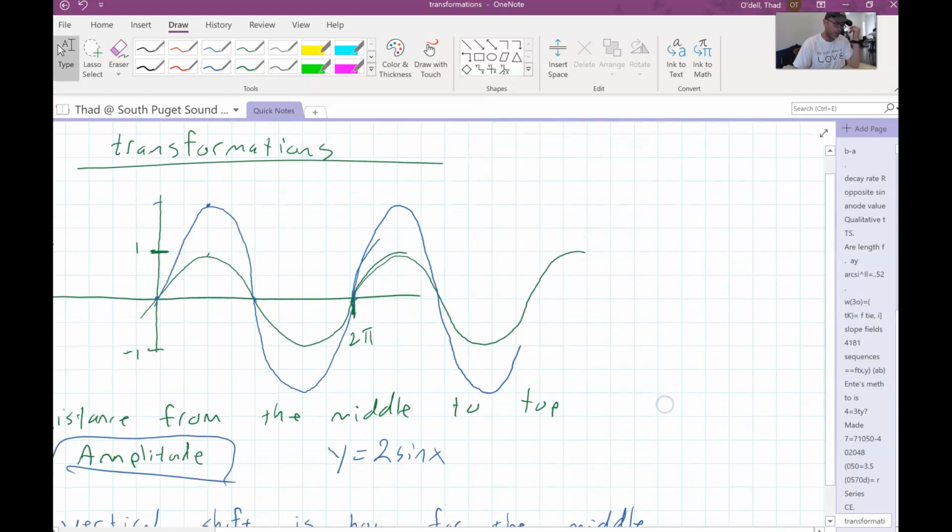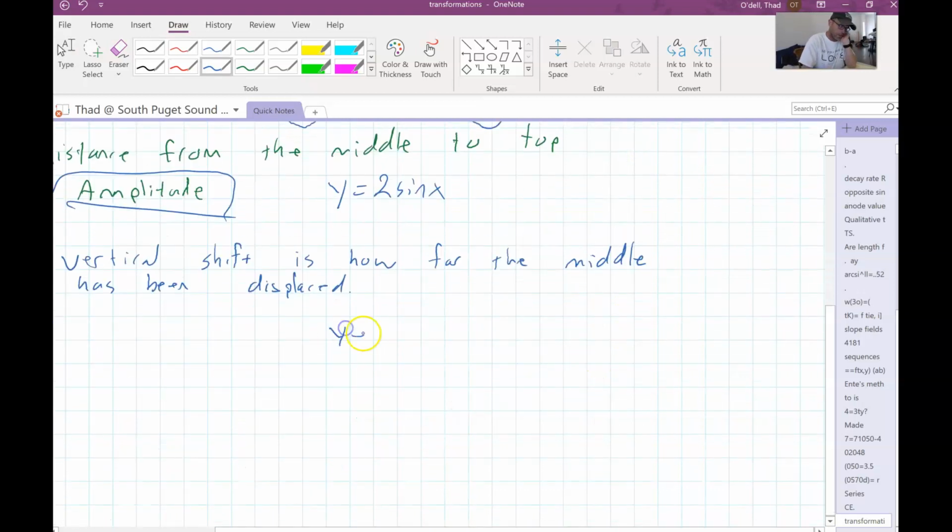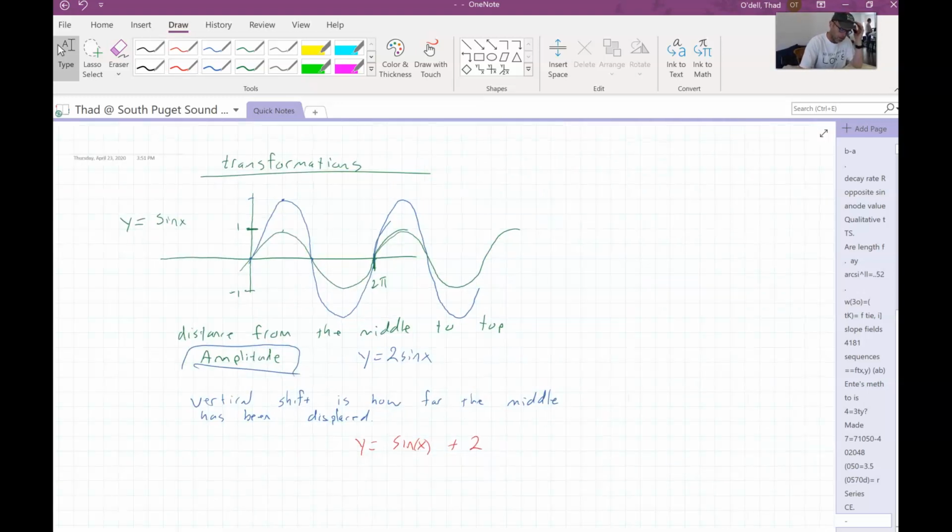So notice both of these sine curves have the middle of their curve, this halfway between the top and bottom, still on the x-axis. So if there was a vertical shift that happened, it would have been moved up or down. So the middle would not be sitting on the x-axis anymore. And just like in pre-cal 1, the way we shift things up or down is by adding on the outside. So a vertical shift would look something like this. Y equals, well, let me use a different color again. Red. Y equals sine x plus 2, let's say. So what that would look like is, instead of the middle being here, the middle is going to be up here at 2 now.